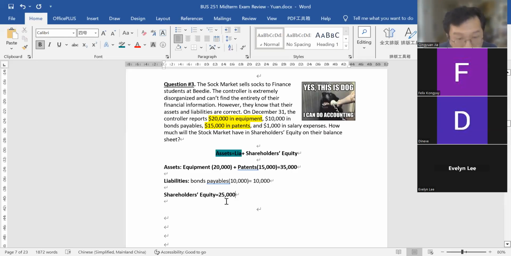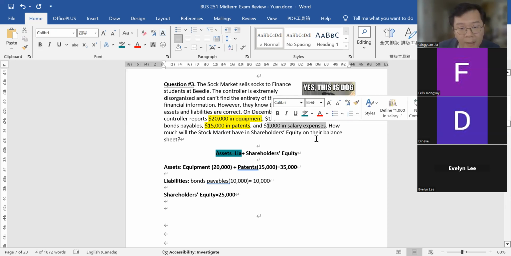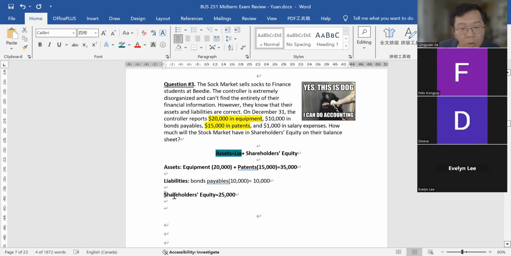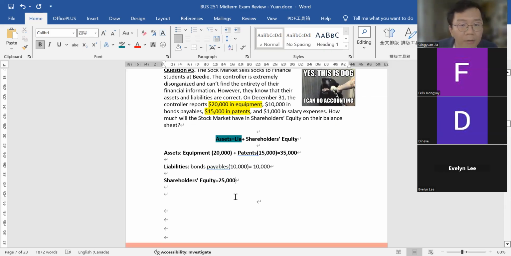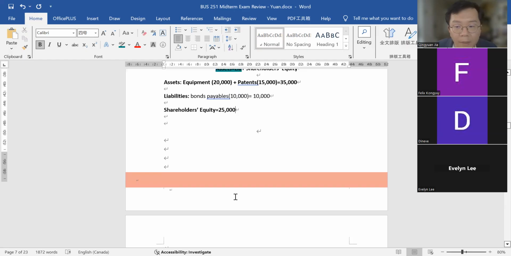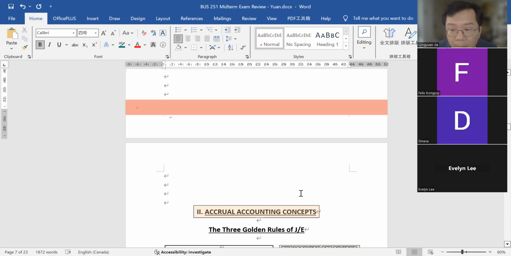That's it. And I have to say this 1,000 expense is already included in retained earnings of shareholders' equity. So you won't do anything with this 1,000 because it's an expense and it's already calculated to get the final number of 25,000. It's already included here. So that's the answer for question 3. Let's move to the next part.